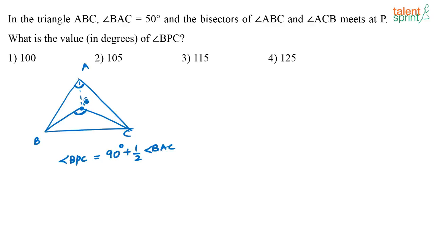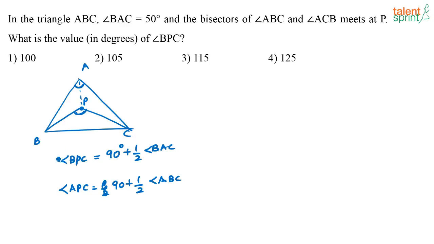Yes, same way, if you are considering it like this, you can say angle APC is equal to 90 plus half of angle ABC. If I am considering this angle, angle APC is equal to 90 degrees plus half of angle ABC.